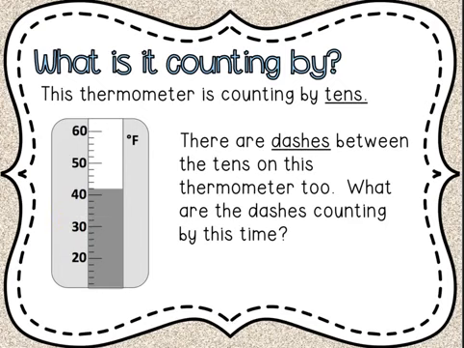So 10 divided by 5, let's use that division. The answer is jumping by 2s. Okay, so if there's 5 lines in between each, then we're counting by 2s. Let's put you to the test.